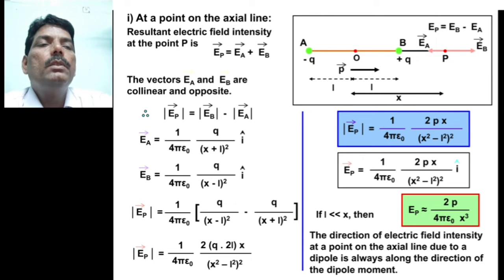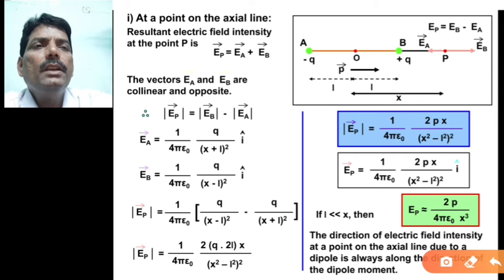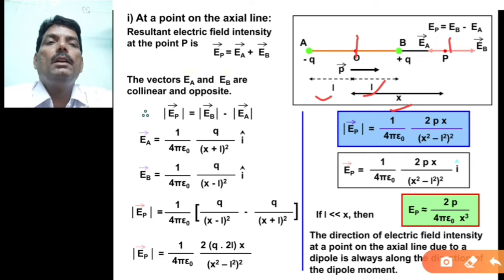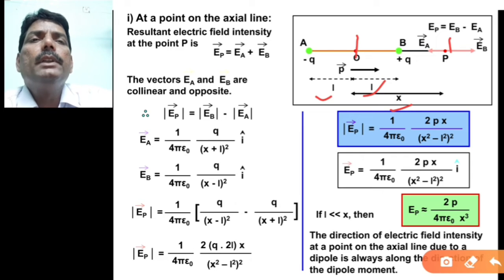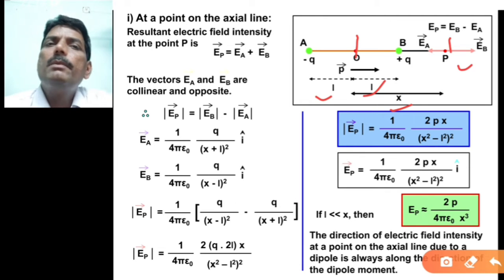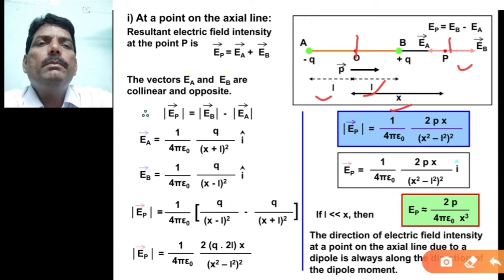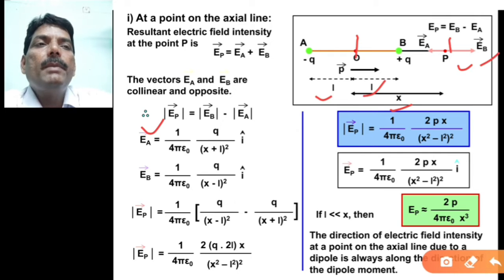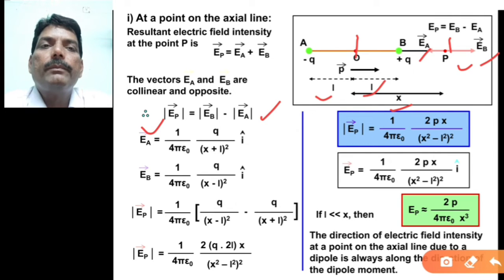Okay. Now, dear student, here you see, as you are taking the center of the dipole, so this length is L, this length is L, and x is the distance from the center where you are keeping the test charge plus q at point P. Now, here the vectors EA and EB are collinear and opposite. In this figure you can see these things. Similarly, EP, that is the resultant electric field at point P, is given by E suffix P, and its magnitude will be EB minus EA, which is given in this formula.